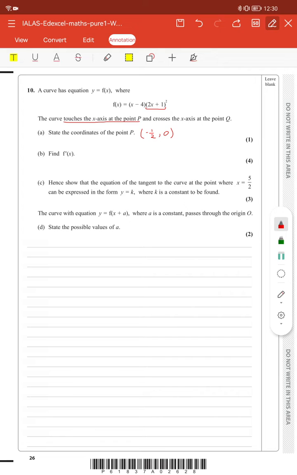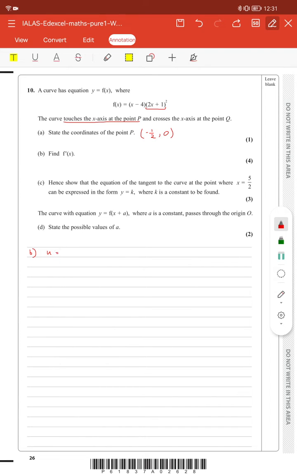Find f dash of x. So here there are several ways in which you could do it. You could either use some of the differentiation rules, whether it be product or chain rule, or you could even multiply out the whole thing. So let's use the product rule.